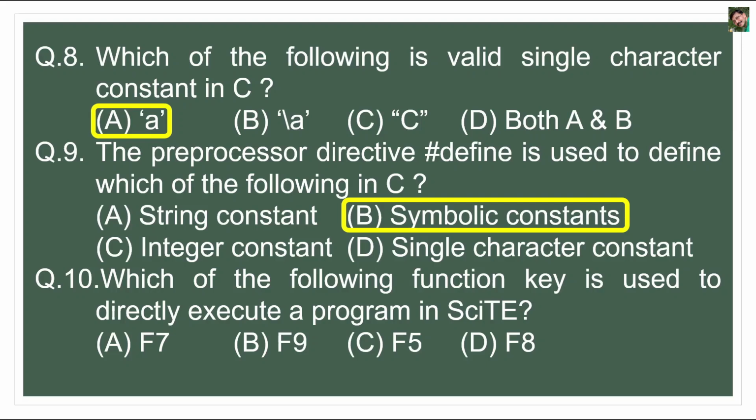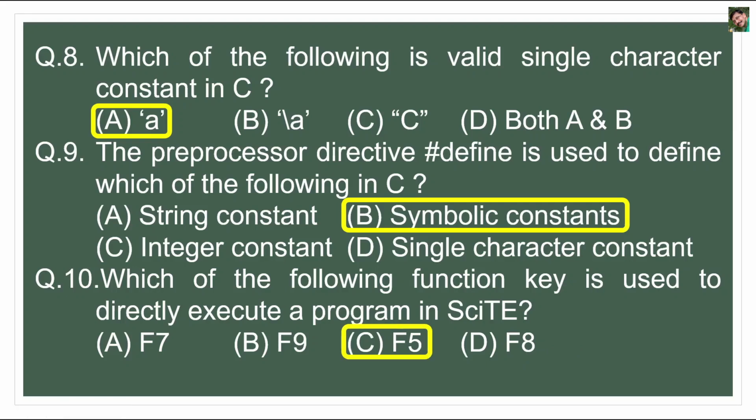Remember SciTE, the scientific text editor, it is a text editor of Linux. We just need to understand the name of this because most of you will be practicing C on your Windows based computer. So let it be Notepad or the C text editor which comes with C when we install C. But SciTE is the text editor of Linux, and in Linux the F5 key is used to directly execute a program in SciTE. So F5 is the correct answer. Fine.